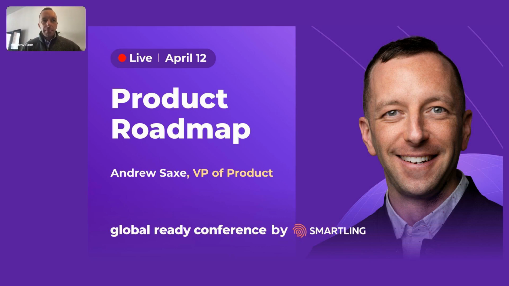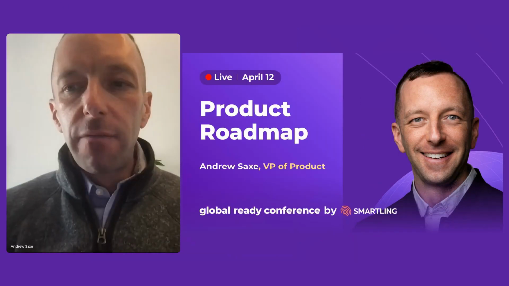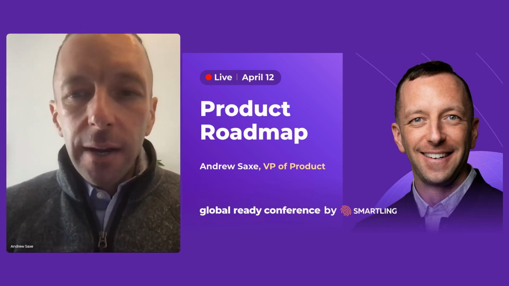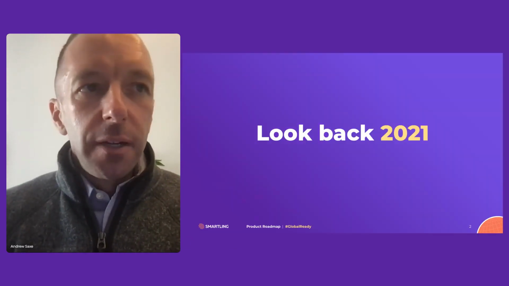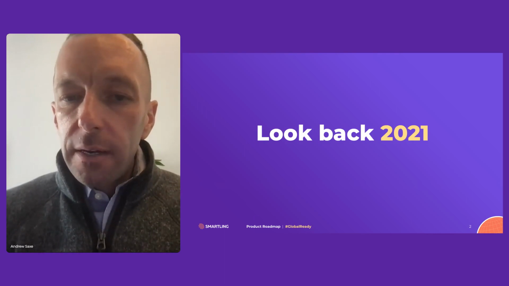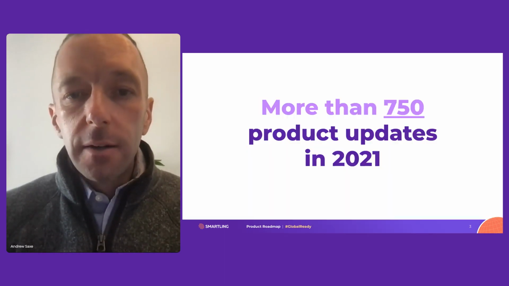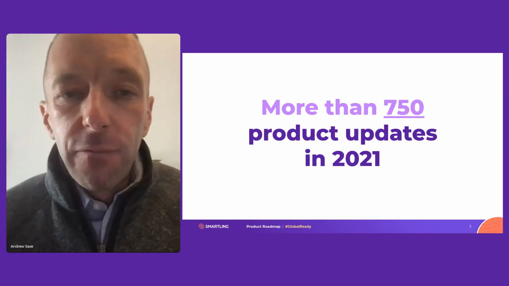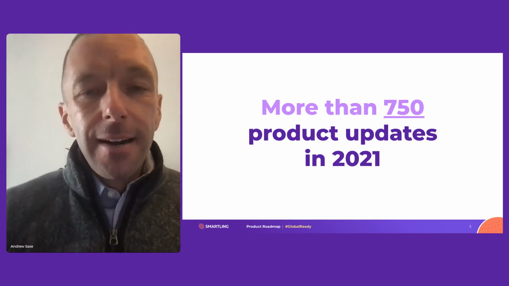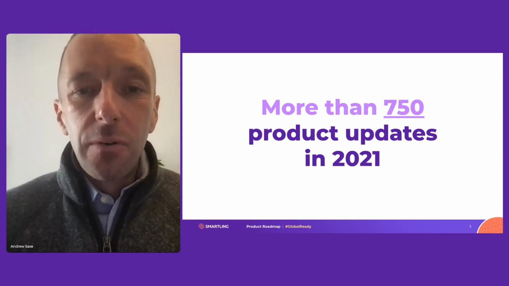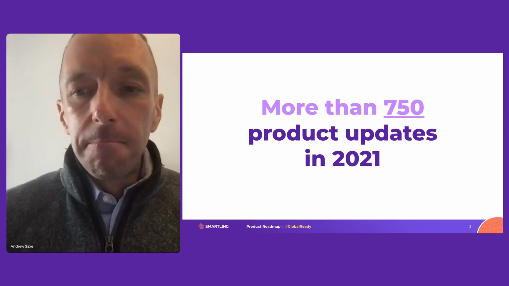I'm excited to talk to you about some platform updates, trends that we're seeing, and announce a few new features. Let's take a quick look back at 2021. In 2021, we had more than 750 product updates. These are both big and small across the entire platform: customer requests, some bug updates, a lot of different things that were released in 2021.